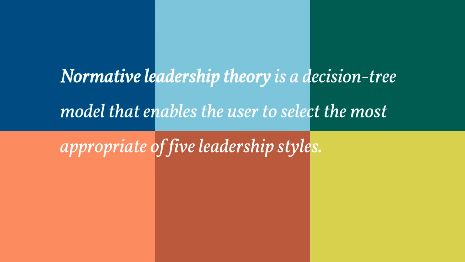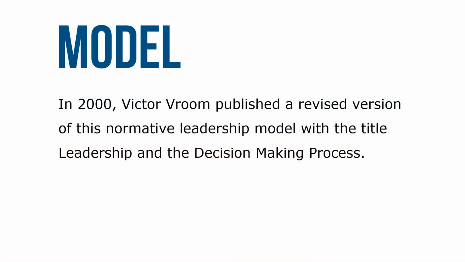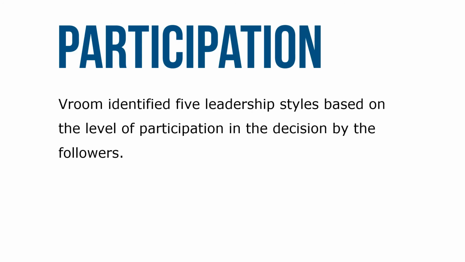Normative leadership theory is a decision tree model that enables the user to select the most appropriate of 5 leadership styles. In 2000, Victor Vroom published a revised version of this normative leadership model with the title Leadership in the Decision Making Process. Vroom identified 5 leadership styles based on the level of participation in decisions by the followers. Here's Vroom's latest version of the 5 leadership styles.